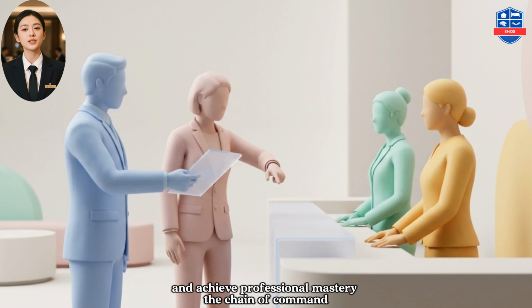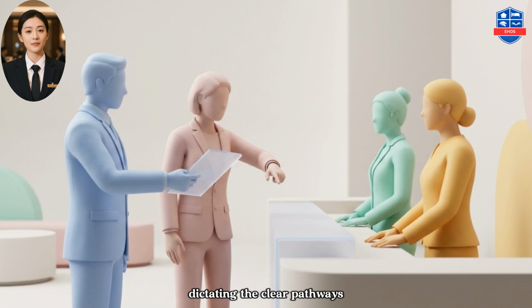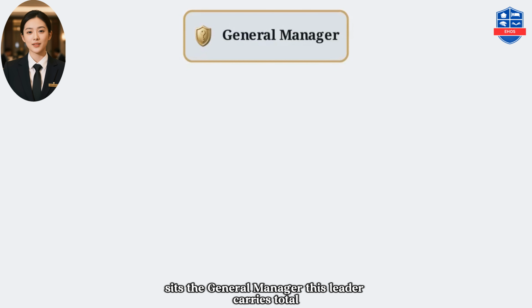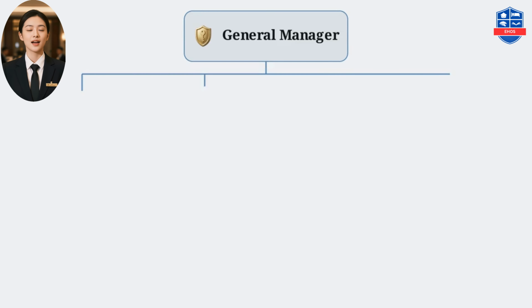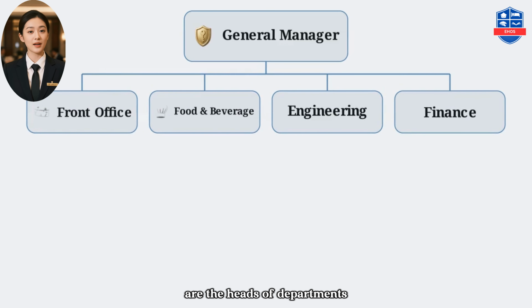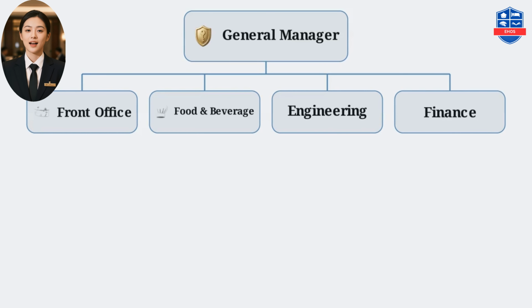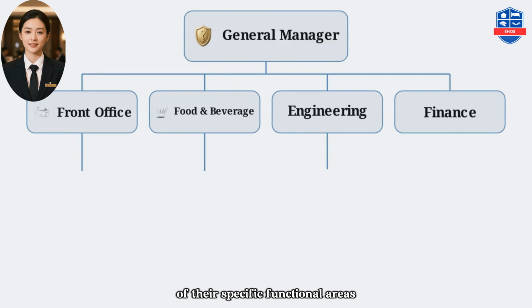The chain of command serves as the central design feature of the hotel, dictating the clear pathways for both instructions and feedback. At the apex of this vertical hierarchy sits the general manager. This leader carries total responsibility for the property's profit, loss, and reputation. Directly below the general manager are the heads of departments, including the directors of the front office, food and beverage, engineering, and finance. These individuals are the strategic drivers of their specific functional areas.